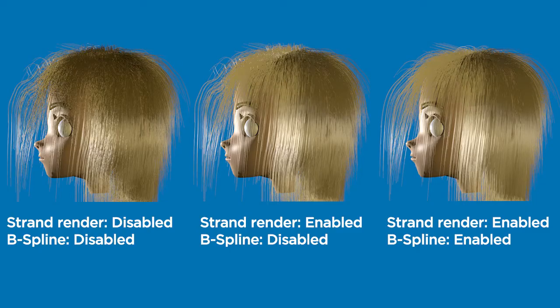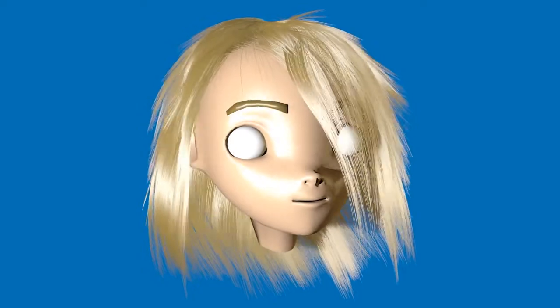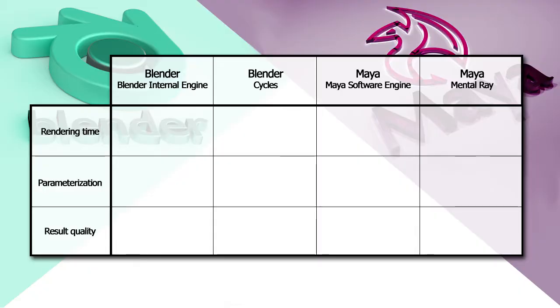Here we can see the result, with and without strand render and B-spline. With a simple animation, the final result is this. Blender Internal render, without any sample issue, is very fast in rendering, giving fair results only after long parameter tuning.